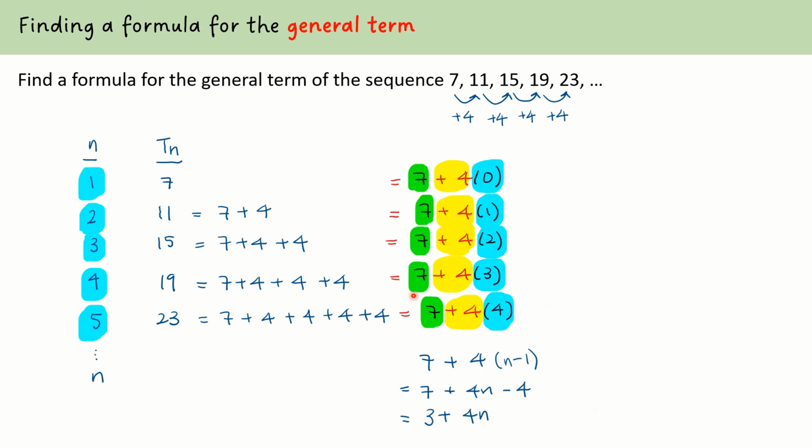Therefore, from this set of working, I can conclude that my general term, Tn, is equal to 3 plus 4n. Alright, I hope that you're able to understand my explanation over here. Do take some time to actually think through how it is that I solve this question.